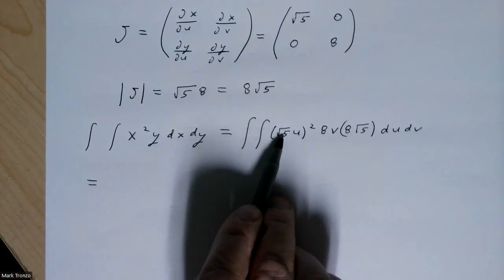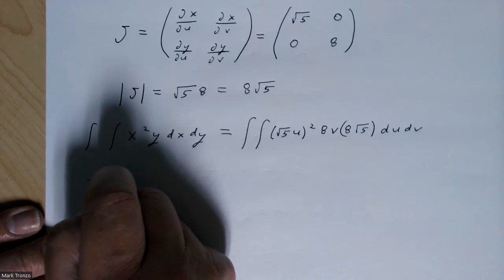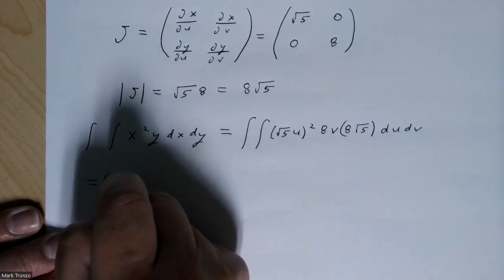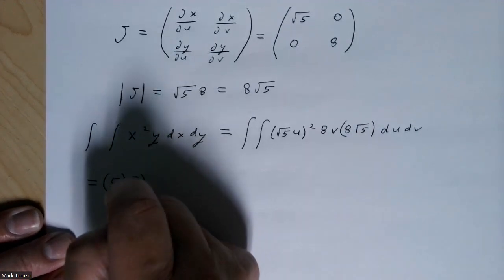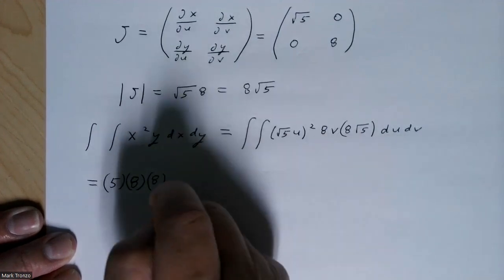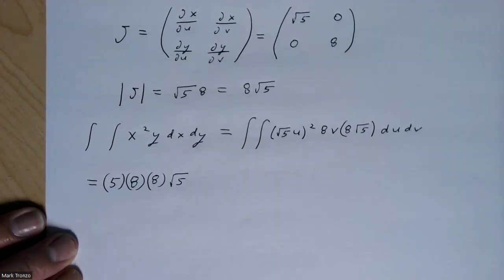And again, I'm going to put a lot of steps in here. So now when we square this, this is going to be 5. We can bring that out front. And we have an 8. We're going to bring that out front. And we have another 8. We'll bring that out front. And we have a square root of 5. We'll bring that out front.